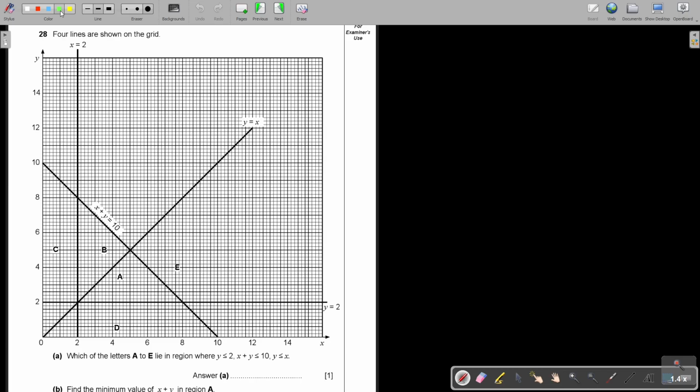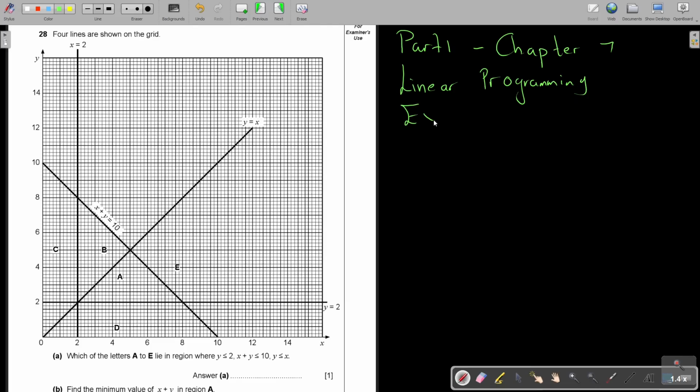Where will you find it in my textbooks? You will find it in Part 1, Chapter 7, Linear Programming, Example 23, and that you will find on page 323.